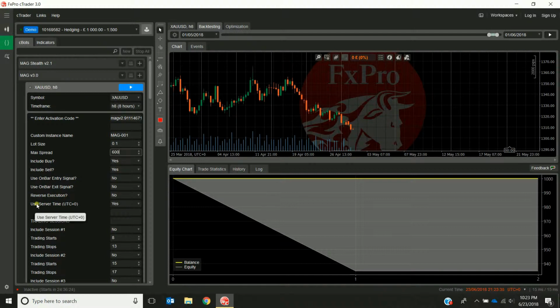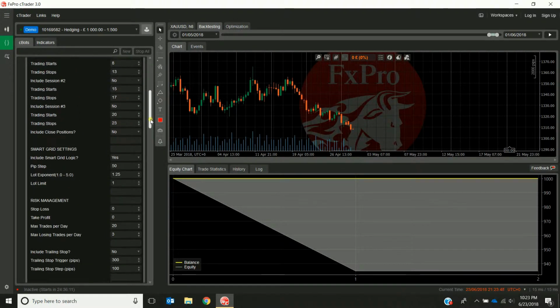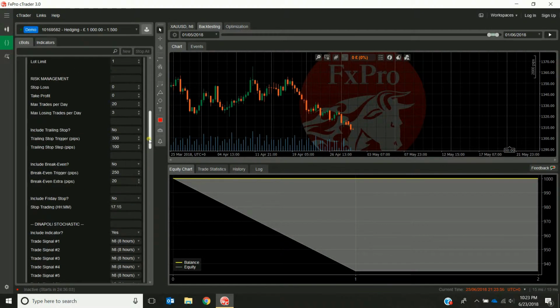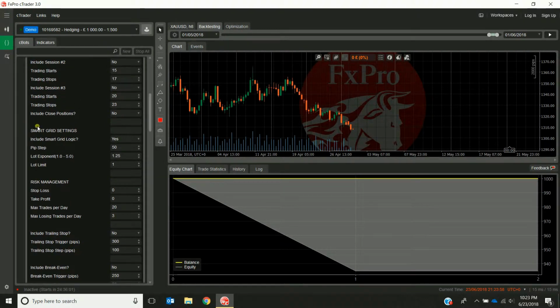And another important one for the sake of backtesting is to have the use server time UTC 0 set to yes. That is quite important to get some more accurate backtesting results. And as I mentioned, we have the DiNapoli indicator configured here on an 8-hour time frame, as covered in previous videos. We've also got the smart grid settings in addition to the DiNapoli indicator, which is something we've also covered in a previous video. Let's get on to the actual backtesting side of the video then.